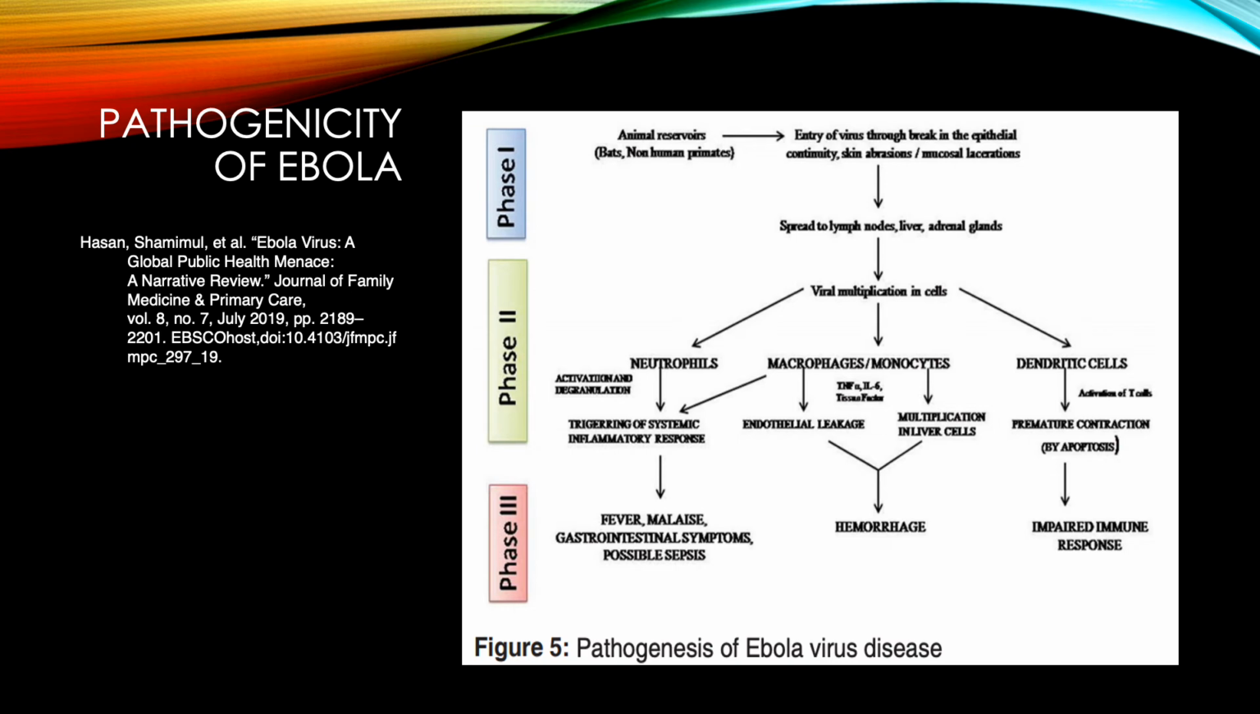The last possible outcome is when it attacks the macrophages, which leads to endothelial leakage, and when it attacks the monocytes, which leads to multiplication in liver cells. The final stage here leads to a hemorrhage.